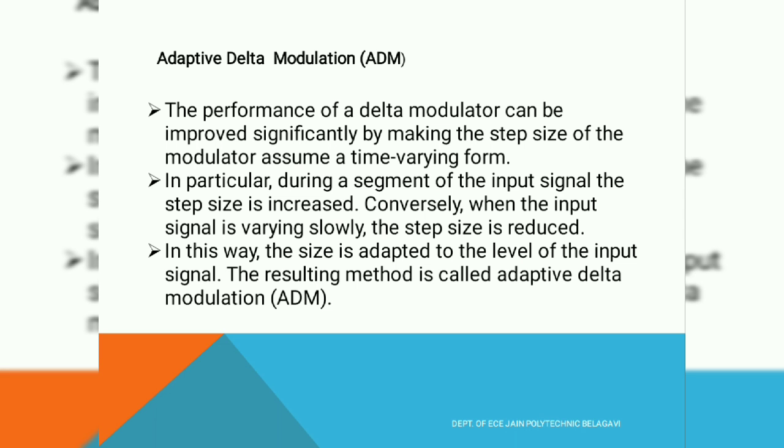One extra block is added in order to control the step size. We call this adaptive delta modulation an updated version of delta modulation. The performance of delta modulation can be improved by making the step size variable. By varying the step size, you can easily overcome the granular noise and the slope overload distortion. The resulting method is known as adaptive delta modulation.